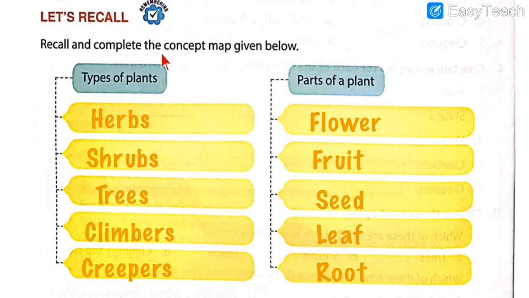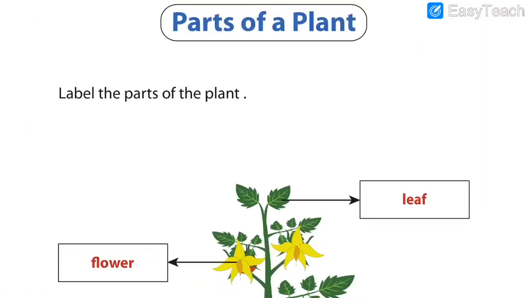So in this exercise, what did we recall? We learned the concept map of the lesson: types of plants and parts of plants. In the types of plants, we learned 5: herbs, shrubs, trees, climbers, creepers. Parts of a plant: flower, fruit, seed, leaf, and root. Now I am going to show a worksheet based on the parts of a plant, where you have to label the diagram if it is asked in the exam.